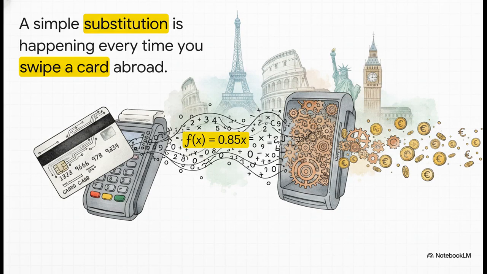And here's the really cool part. This isn't just some abstract idea. A computer is running this exact type of calculation, a simple substitution into a function, every single time you swipe your credit card in a foreign country.